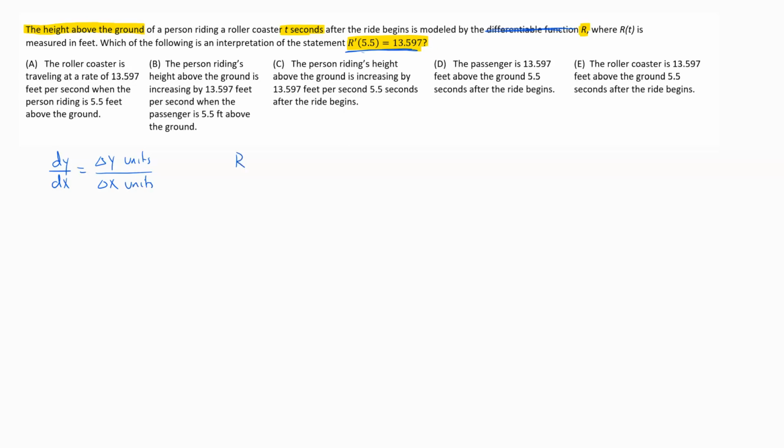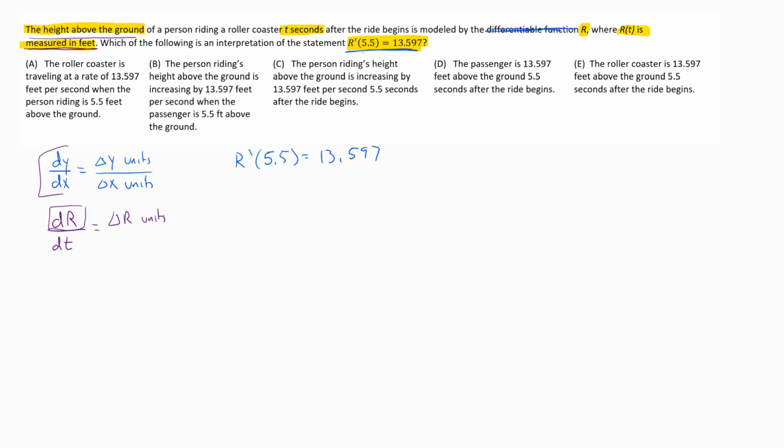And so as you talk about r prime of 5.5 is equal to 13.597, let's change this notation to kind of fit the language of our problem. So dy dx would be dr, because those are our y values in this situation, and we're talking t, we're talking time, so dr dt. And so what we know now is we're looking at the change in our r units. And so the change in the r units again is height above the ground, and then it's being measured in feet, right? So we are talking about r of t is measured in feet.